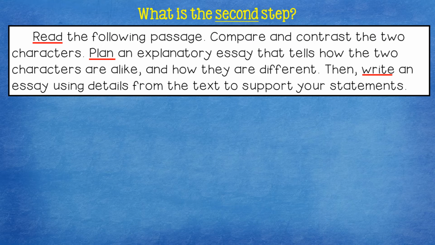So what was the second step? We underlined plan. We need to plan our essay, finding how the two characters are alike and how they are different.